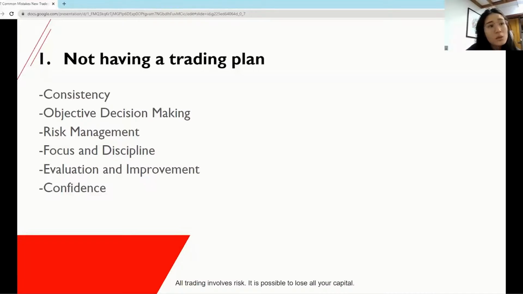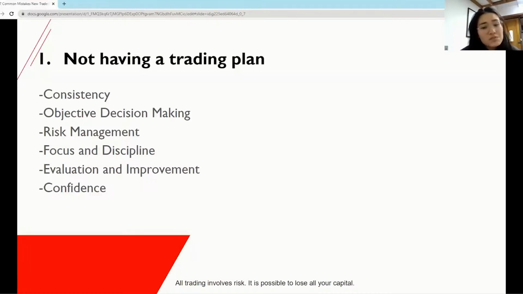Next, we have objective decision-making. So a trading plan provides a framework for making objective decisions. So it helps you define specific criteria for entering and exiting trades based on technical or fundamental analysis. So this eliminates guesswork and emotional biases, allowing you to make rational decisions based on predetermined rules.